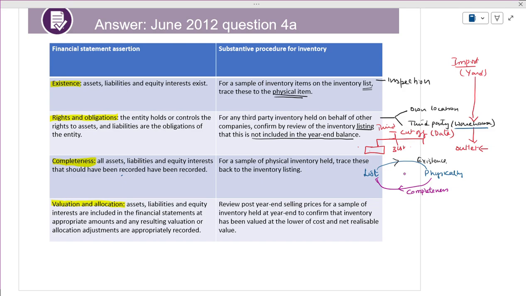When you are doing it from the physical to the list, we are completing the process. That's what it says. Now you understand. I will highlight this. The first one is existence, the third one is completeness. Completeness, we have to go back to where we started. Is it okay?